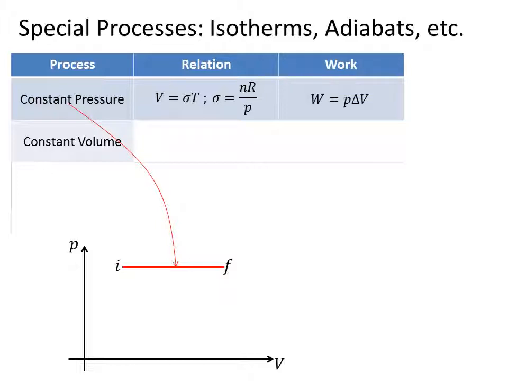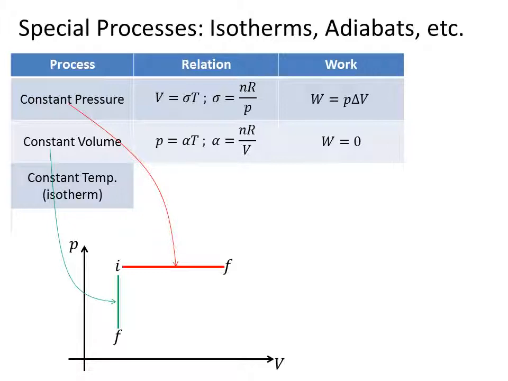Constant volume we've also looked at, and it's a vertical line going from initial to final states. The relationship between pressure and temperature is a direct one, where alpha is a constant, where the number of moles, R and V, are constants. The work done, of course, is zero because there's no area underneath the curve.